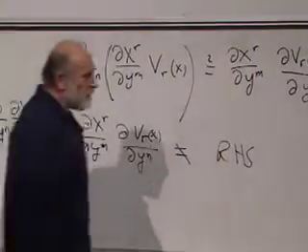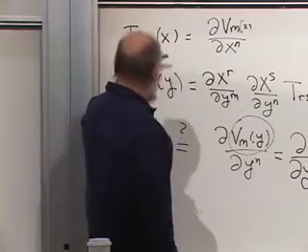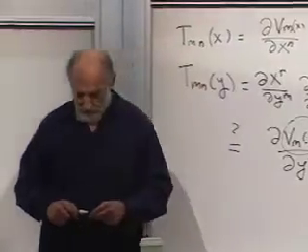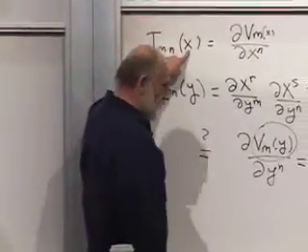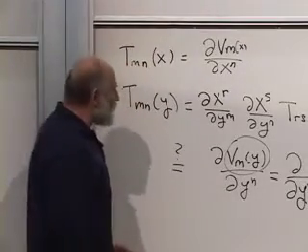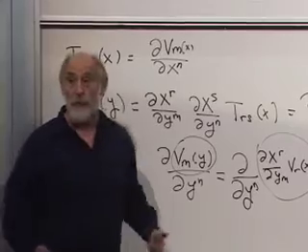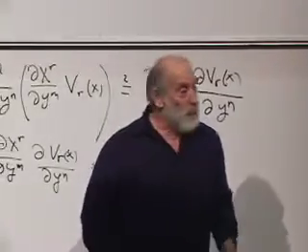In other words, this thing which I called a tensor has not transformed as a tensor. If I insist that this is the x components of the tensor, then it is not true that the y components of the tensor are just derivatives of v with respect to y. It's not true. Okay?